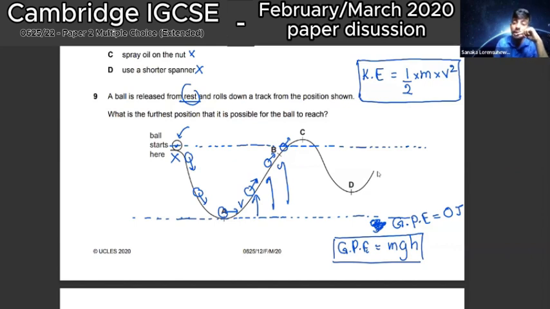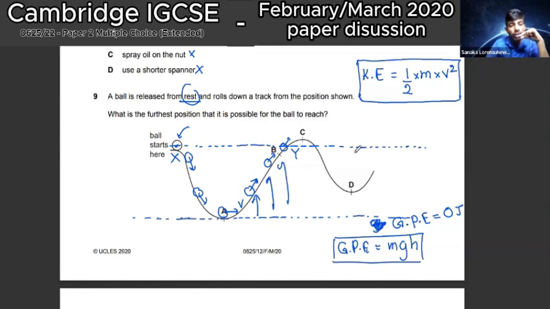Therefore the ball goes until this position, Y. It cannot pass the Y position because it has reached the maximum gravitational potential energy. After reaching Y, the ball falls down the hill again and passes A. It is not going to the C position or D position.